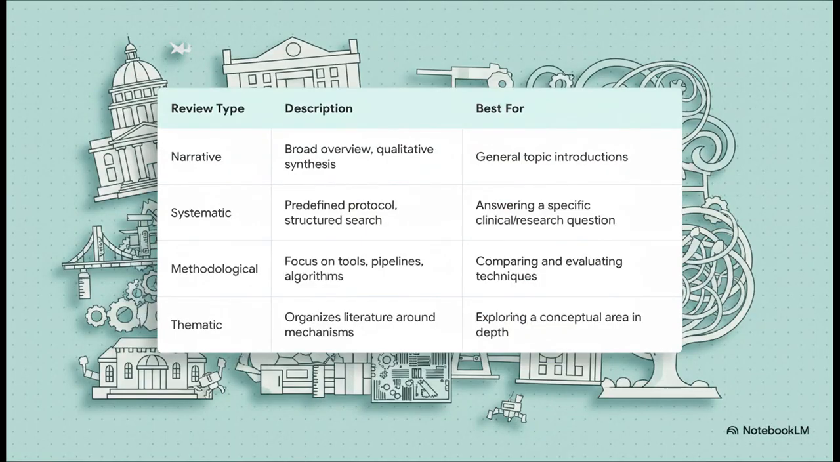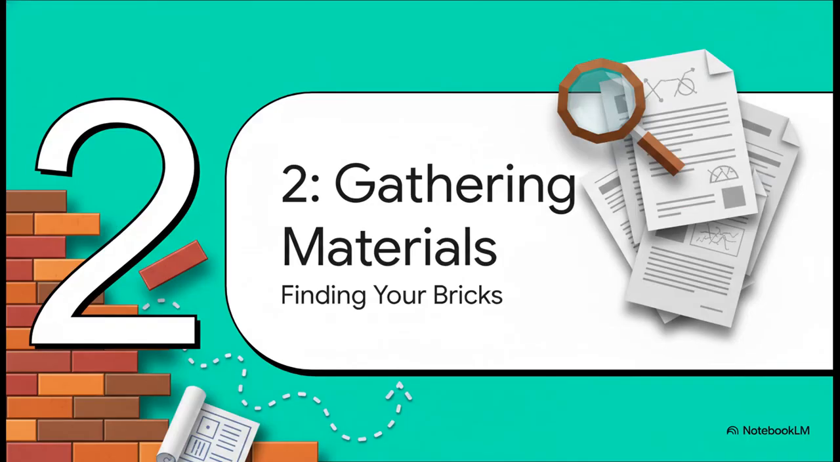And picking your review type, that's kind of like picking your building style. A narrative review is like a big, open public building, perfect for introducing a topic to a wide audience. A systematic review, on the other hand, is like a high-tech clean room, engineered to answer one very, very specific question. And a methodological review, that's like a specialized workshop where you're just focused on comparing all the different tools and techniques.